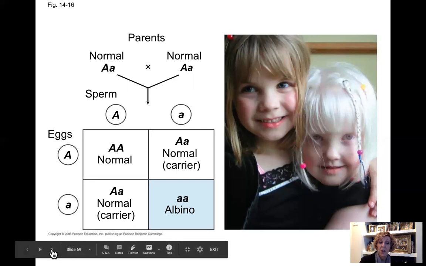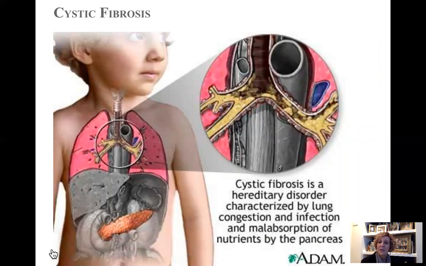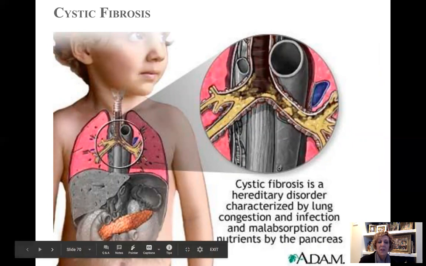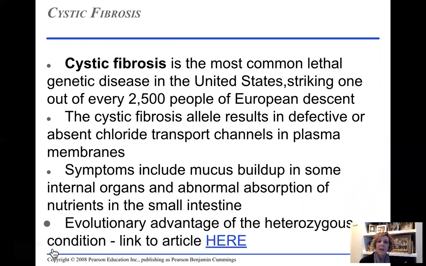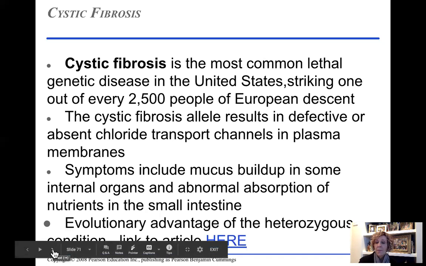Cystic fibrosis is an inherited disorder characterized by too much thick, sticky mucus. It affects breathing and it affects nutrient absorption. It is the most common lethal genetic disease in the United States of people who are of European descent, striking 1 out of every 2,500 people. And so you might think, well, how do we get such a horrible gene in our gene pool? There was an evolutionary advantage of this that we think had to do with some respiratory infections hundreds and thousands of years ago, and it had a positive effect in the gene pool, and that's why it stuck around.